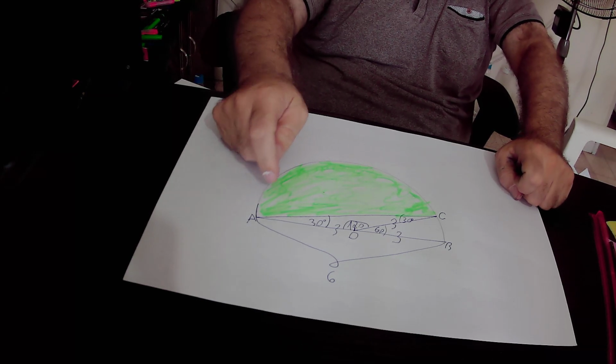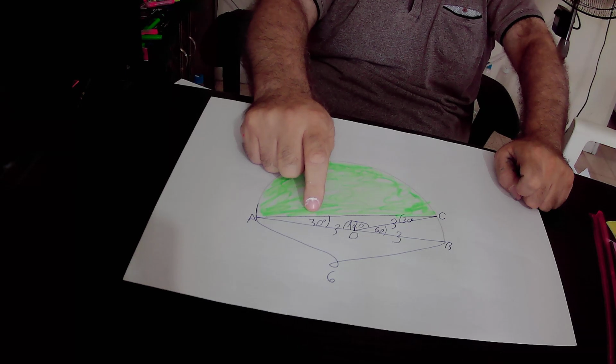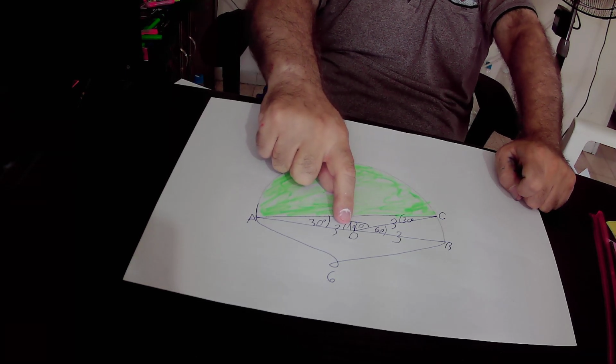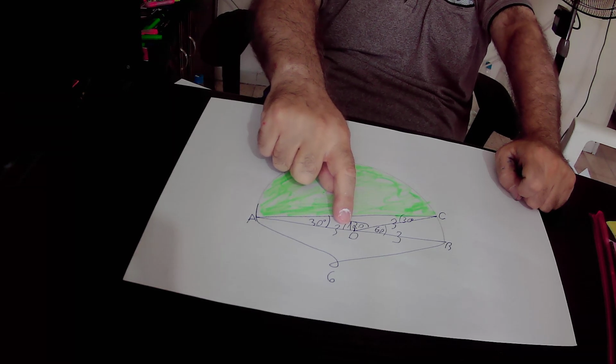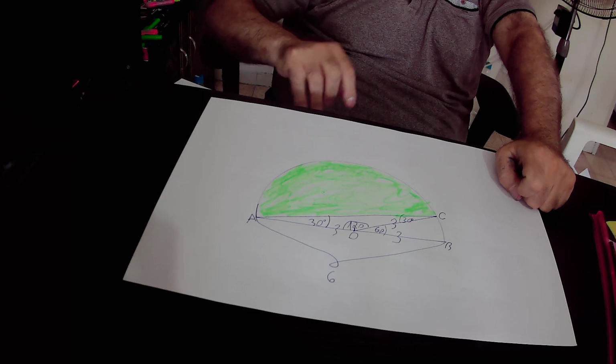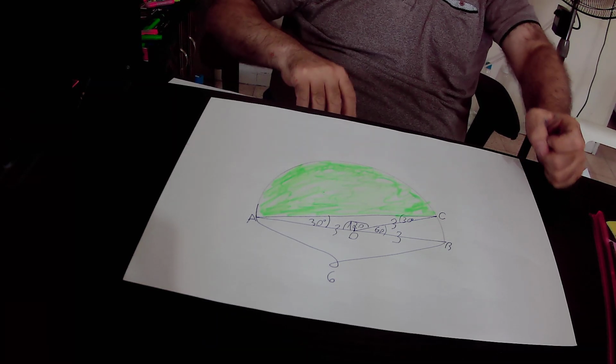So in triangle AOC, 30 degrees plus 30 degrees is 60 degrees. Therefore this angle must be equal to 120 degrees, that is the sum of the angles in any triangle. Then I presented to you the formula for the area of any sector.